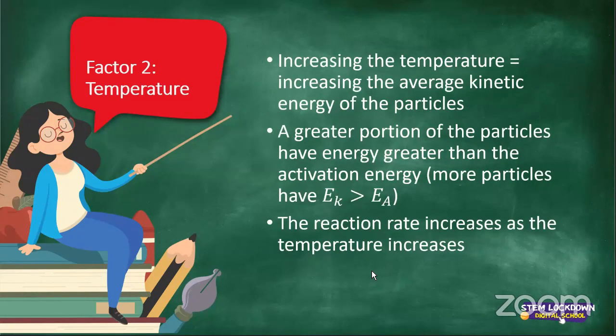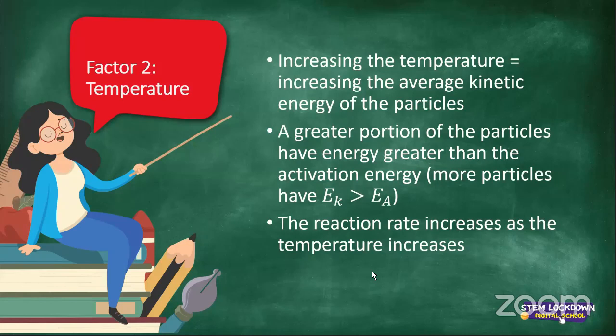Okay, then the second factor that we're going to look at is temperature. So when temperature increases in anything, all that happens is you have an average increase in the kinetic energy of your particles. So your particles are moving around more. Obviously, if you're going to make something colder, you're removing that average kinetic energy, so your particles are going to slow down. But what happens is if you have increased this temperature, then a greater portion of your particles will have energy that is greater than the activation energy.